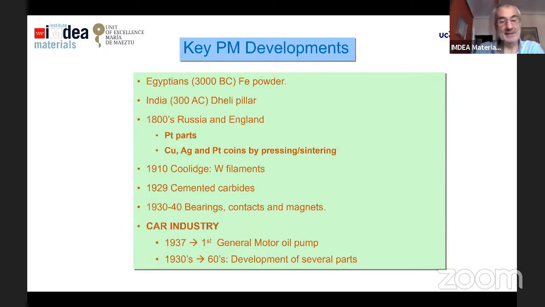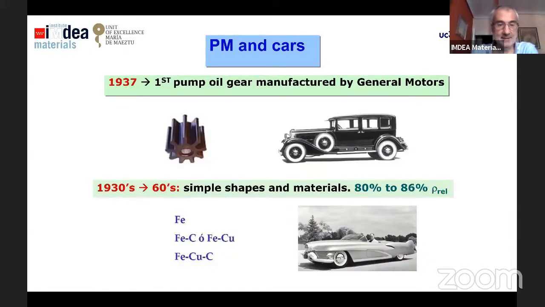So after the bearings developed in the 30s, we can review that the first important milestone was the Coolidge system of tungsten filaments, then the cemented carbides, then the bearings, contacts and magnets. And in the late 30s, before the Second World War, the first part produced from iron powders by press and sintering was developed in the United States. It was the first General Motors oil pump, introduced in cars in the late 30s.